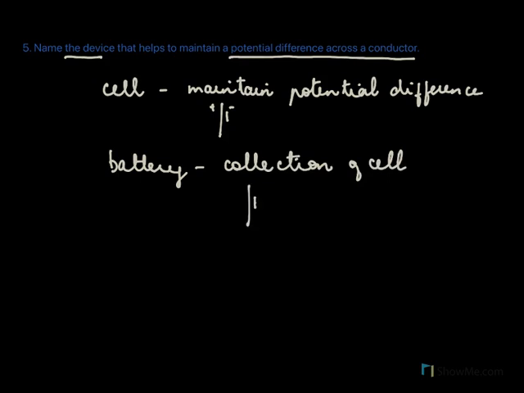And it is positive, negative, connected here, positive, negative, connected, positive, negative, so on. This is a battery. Here will be the positive, this will be the negative. It helps to maintain a potential difference across the conductor.